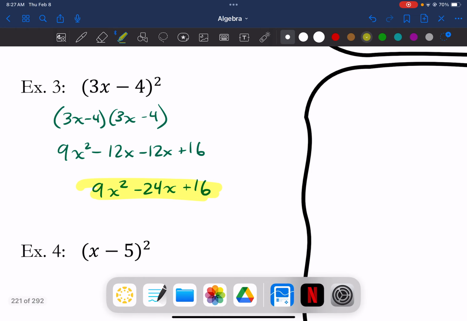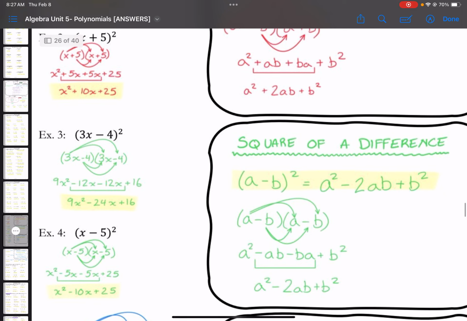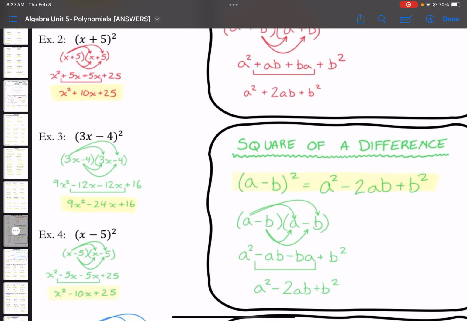Go ahead and take these notes and see if you can apply it to example number 4. I have example number 4's answers displayed here, but see if you can actually apply the rule rather than FOILing it all out. You can go ahead and pause the video. Let's go ahead to the last one.